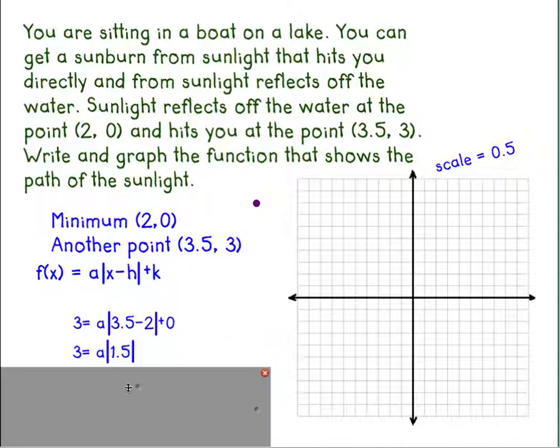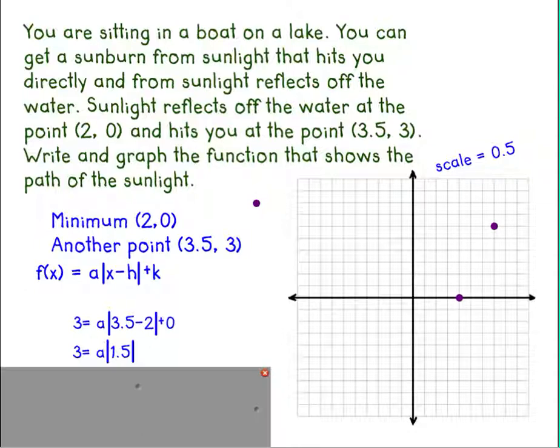3.5 minus 2, I get a positive 1.5. Well, since I'm only going to be working in this first quadrant, I want to make sure, so let's see, a scale of a half. So that would be 1 and 2, so 2, 0 would go here, and then 3.5, and then 1, 2, and 3. So my scale is a half here. So this right here is the reflection point. That's where it hits the water. It's going to bounce up and hit you.